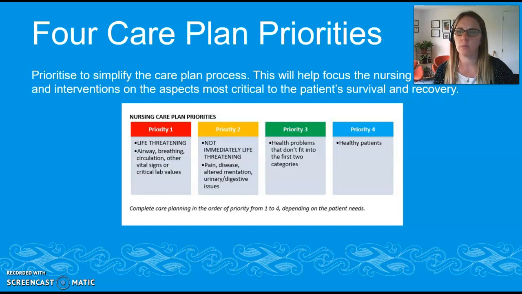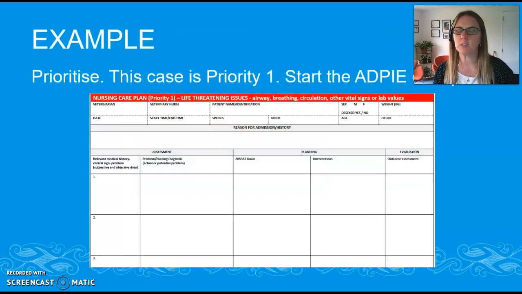So priority 1, life-threatening. It's got an airway and respiration issue. That's priority 1. You could go into respiratory arrest at any time. That needs a priority 1 care plan. And this is what that might look like. So you just get out that care plan template and you just begin. So the first nursing diagnosis is compromised breathing.